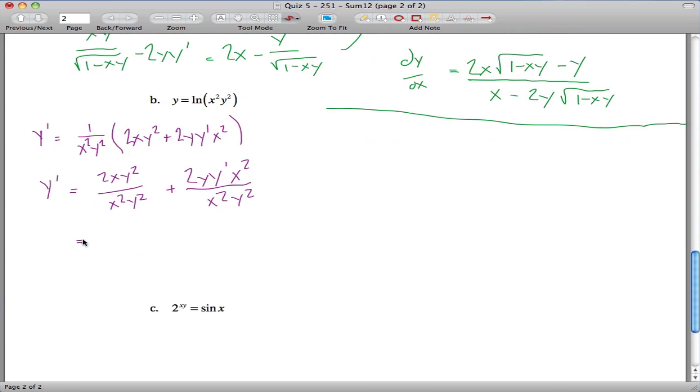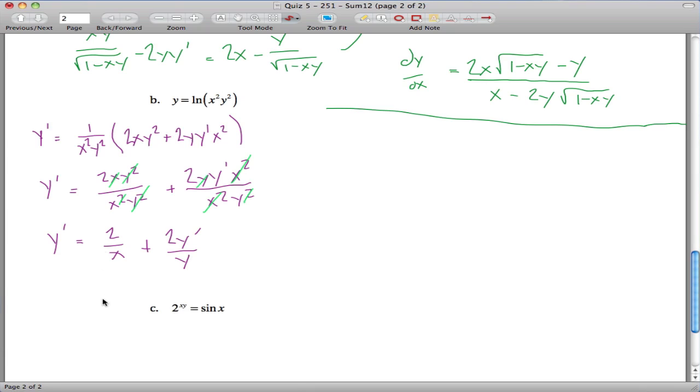If you want, you can cancel some stuff out at this step. Change colors to cancel. These y squareds cancel. One of these x's cancel. X squareds cancel. One of these y's cancel. So what we're left with is y prime is equal to 2 over x, 2y prime plus, is there nothing left on the bottom? No, there's still a y on the bottom. Hard to read my own writing. 2y prime divided by y.